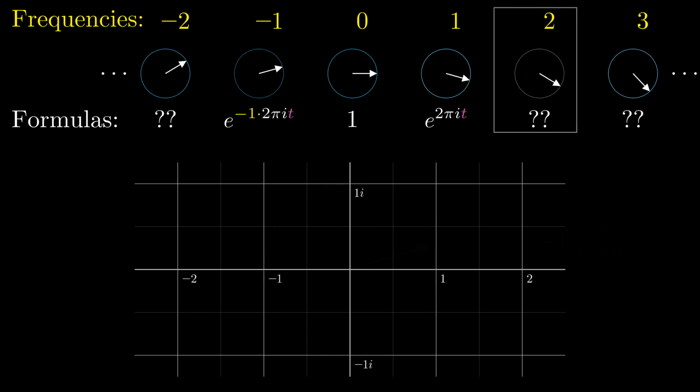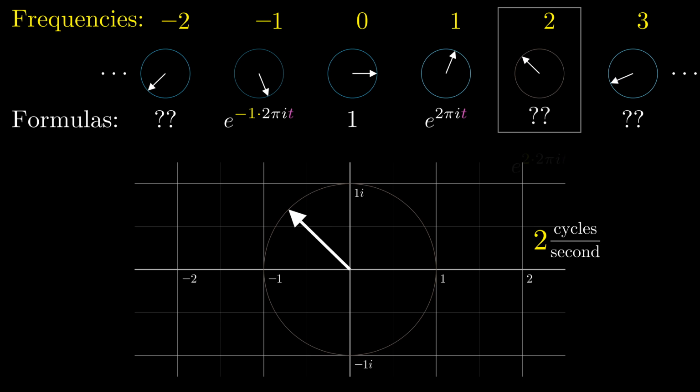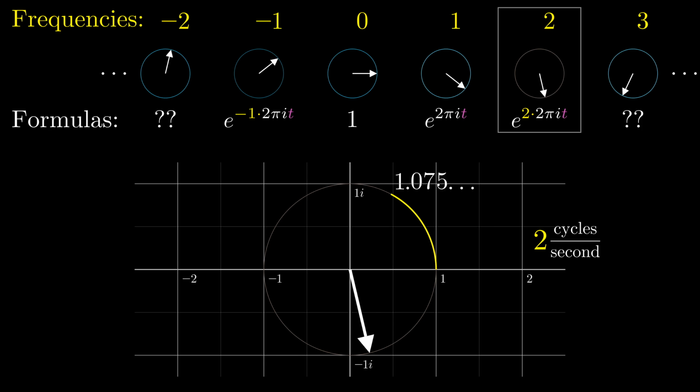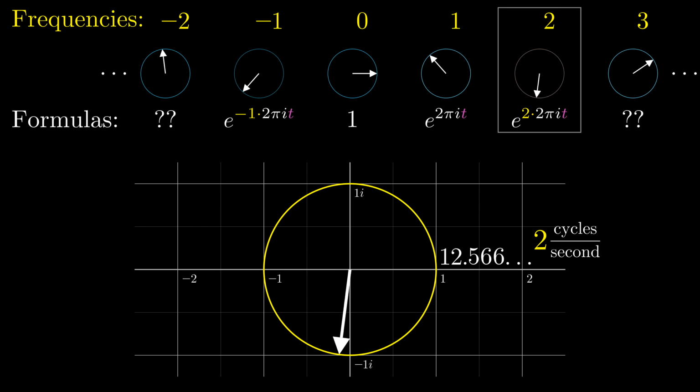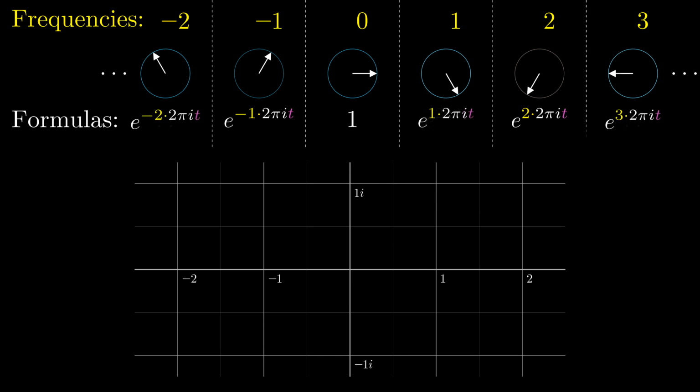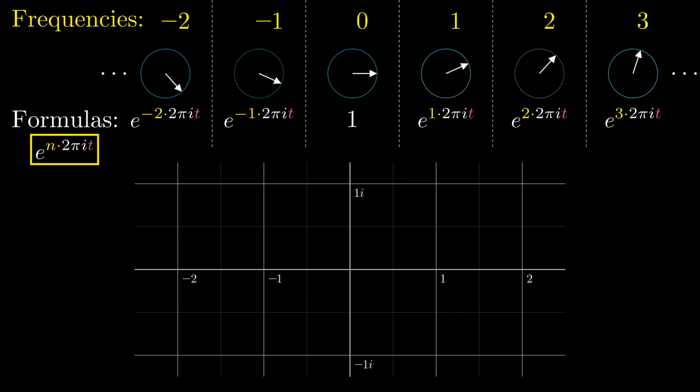Similarly, the one going 2 rotations per second is e to the 2 times 2 pi i times t, where that 2 times 2 pi in the exponent describes how much distance is covered in 1 second. And we go on like this over all integers, both positive and negative, with a general formula of e to the n times 2 pi times it. Notice, this makes it more consistent to write that constant vector as e to the 0 times 2 pi times it, which feels like an awfully complicated way to write the number 1, but at least it fits the pattern.